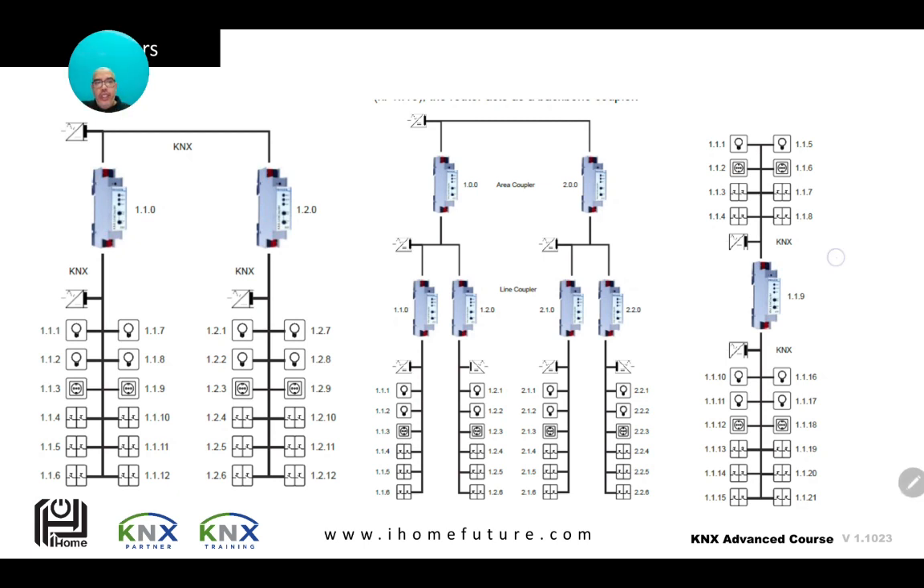So we said that this is a line coupler. The address is within the segments I have. This is a line coupler. This is a line repeater, by the way. Sorry, this is a line repeater. This is a line coupler. So it always ends with 0. This is a backbone coupler, or area coupler, always ending with 0.0. Okay, that was in the basic course.